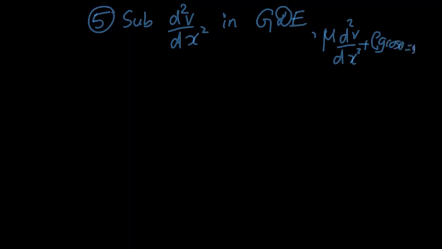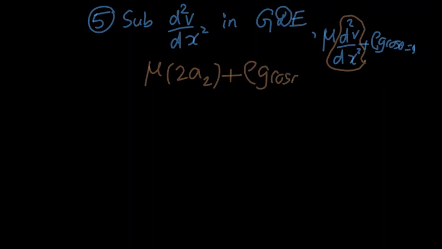And you are going to substitute the value of d squared v by dx squared here. And we know what is the value of d squared v by dx squared. It is 2a2. So when you substitute, it becomes mu into 2a2 plus rho g into cos theta is equal to 0. You can immediately get the value of a2. a2 is equal to minus rho g cos theta whole divided by 2 mu.